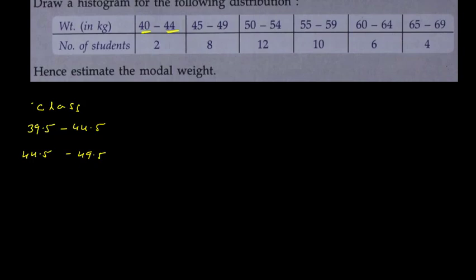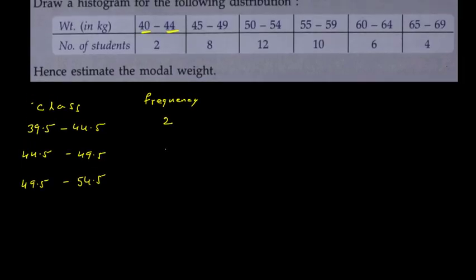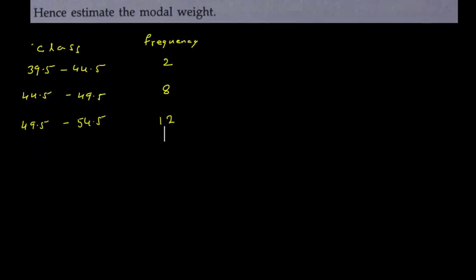Then the next value is 49.5, 49.5 to 54.5, 54.5 and so on. Your frequency will not change. So frequency here, you see, is 2, then 8, then 12 and so on. And when you draw the histogram, it will be something like this.